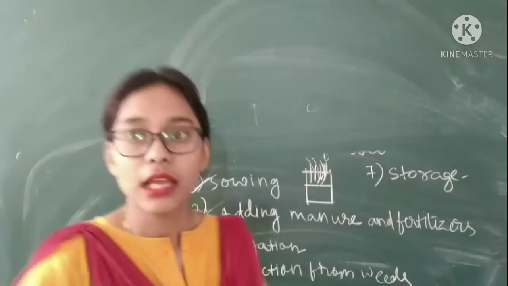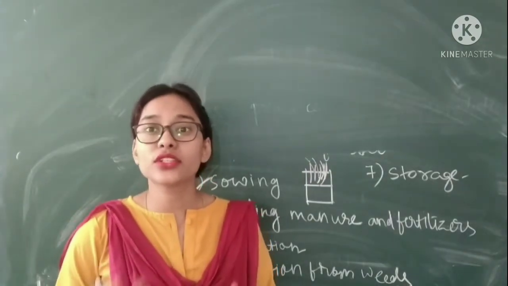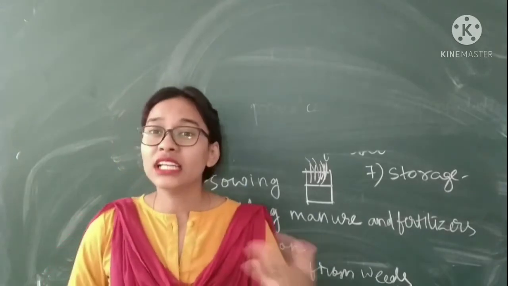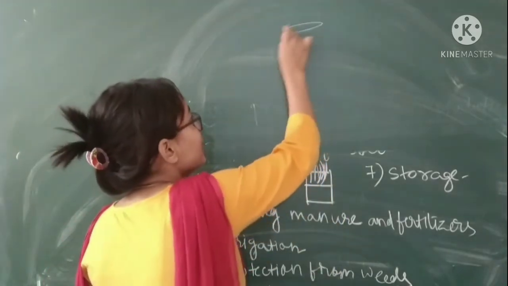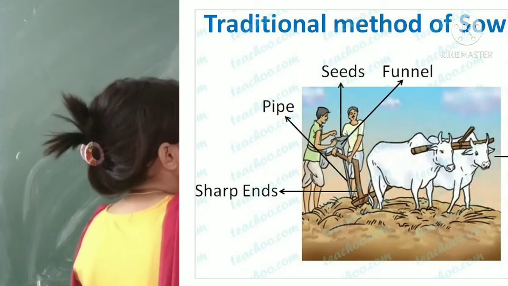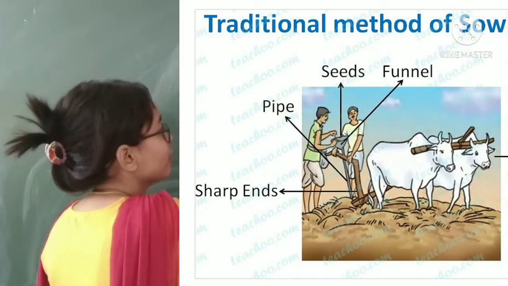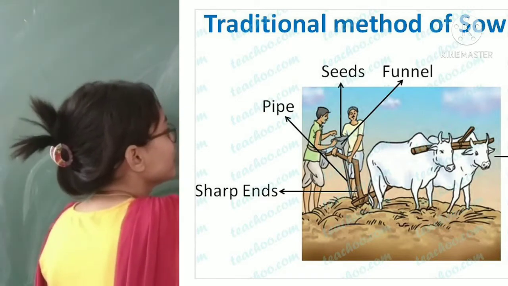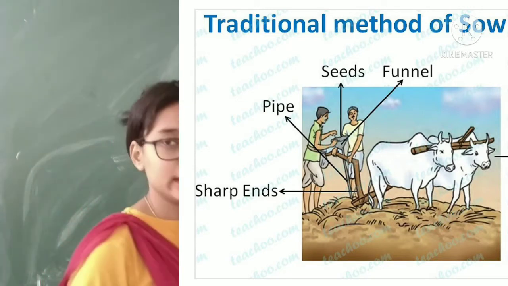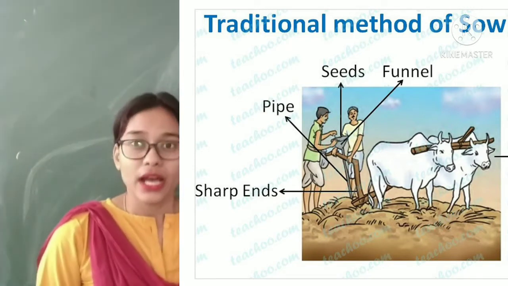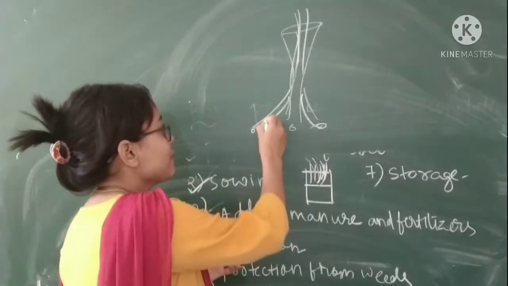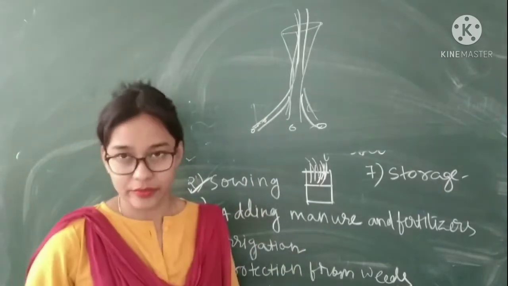Is it clear? Now we will discuss the tools which are used for sowing seeds. In earlier times, they used a funnel-like structure. It was tied to the neck of the bull, and they would throw the seed in here, and it would come down and fall on the ground. But it had some disadvantages. Maybe 5-6 seeds were falling at the same time.